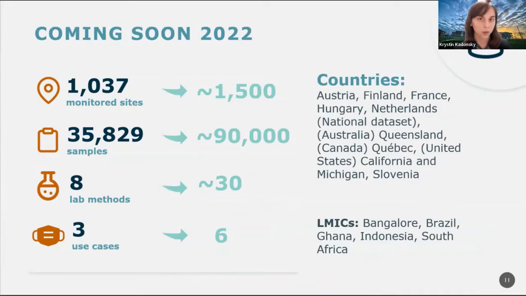And so coming soon to 2022, this year, we hope to expand the global data center to 1,500 sites, 90,000 samples, 30 lab methods, as well as 6 use cases, and adding an additional 15 countries, and 5 of those being low and middle income countries, such as Bangalore, Brazil, Ghana, Indonesia, and South Africa.